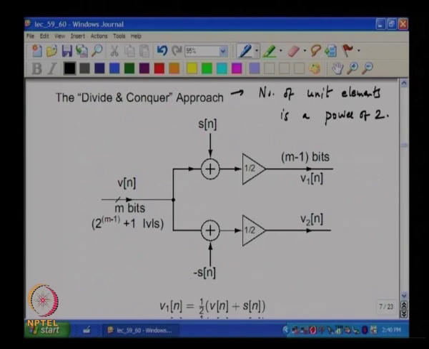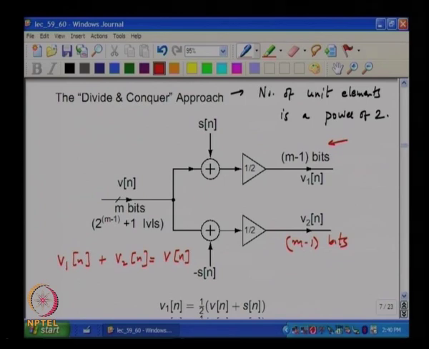Okay. So let us do one thing. We need to split this. Let us say we want to split this into two sequences which are 1 bit smaller, correct. So in other words, V1 and V2 are two sequences which are m minus 1 bits long and the sum of V1 and V2 is exactly equal to V.